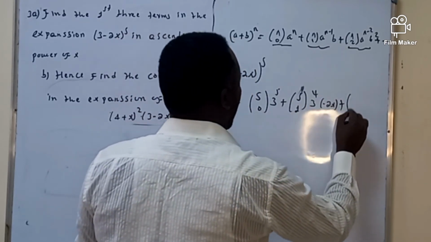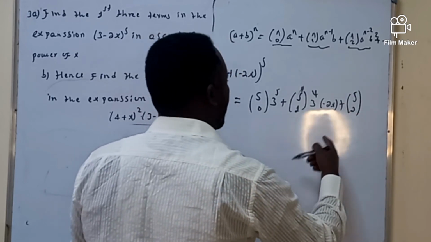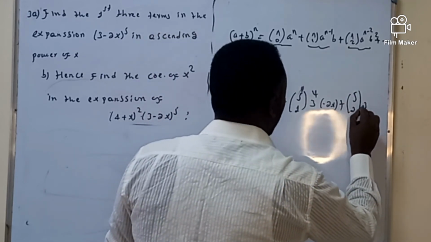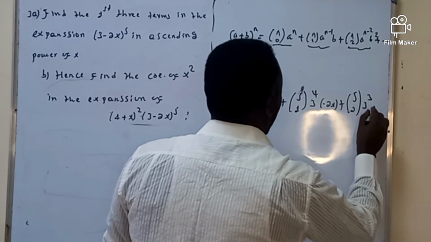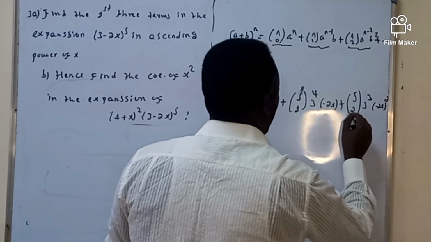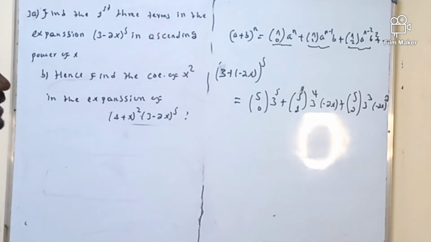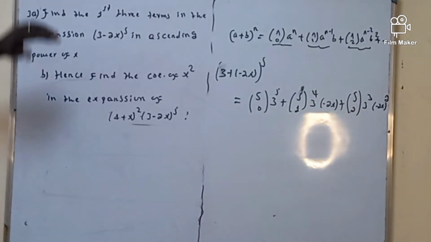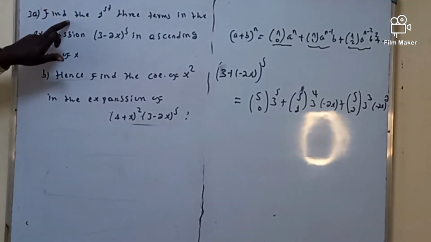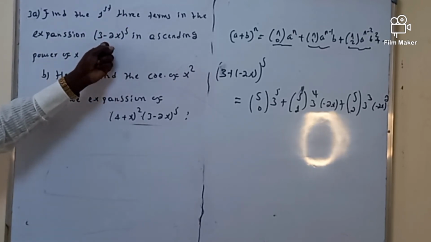And now the combination of 5, 2. Combination of 5, 2, and 3 raised to 3, and minus 2x the whole square. Because it's 2, the whole square. It has to be written this way. So it is enough because we are asked to find the first three terms in the expansion of this one in ascending power of x.